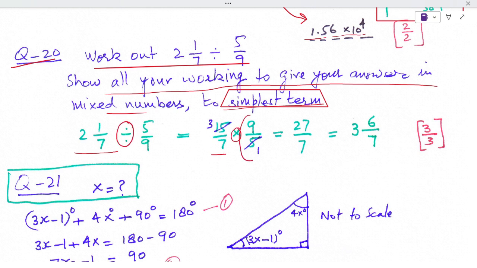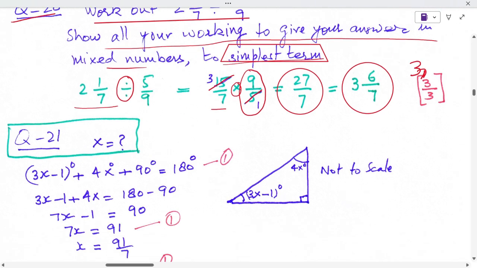I have done 2 steps in 1 step. And this cancellation carried out. 5 ones are 5 and 5 threes are 15. So then 9 into 3 is 27 and we are left with 27 over 7. And we do the division and we get an answer 3, 6 over 7 and score 3 marks for this.